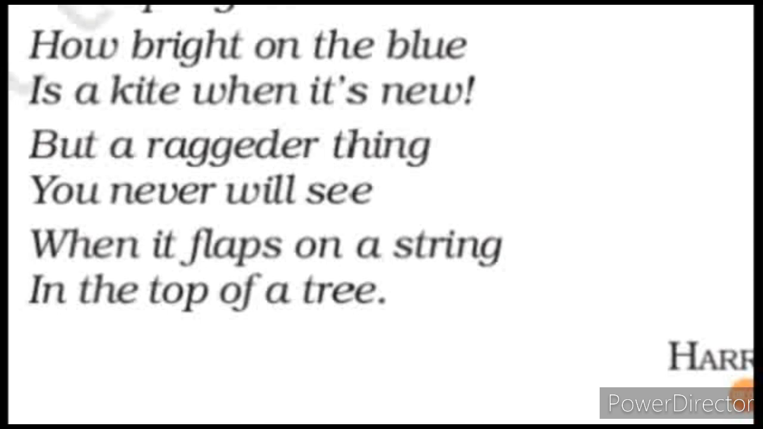Now let's enter into the last stanza of the poem. That is, how bright on the blue is a kite when it's new, but a ragged thing you never will see when it flaps on a string in the top of a tree. See, the poet has repeated the first two lines again in his last stanza. He says, how bright on the blue is a kite when it's new. He has repeated the same thing. That's the kite looks bright when it flies for the first time in the sky. Here the blue refers to the sky.